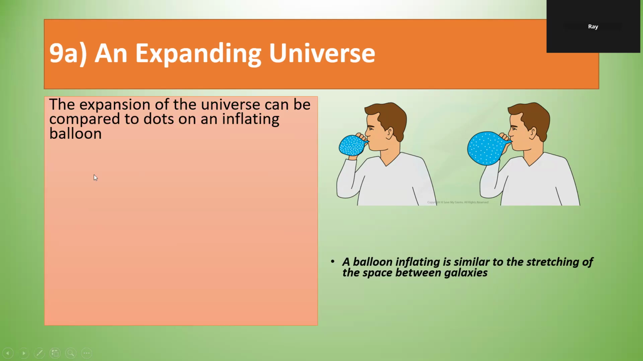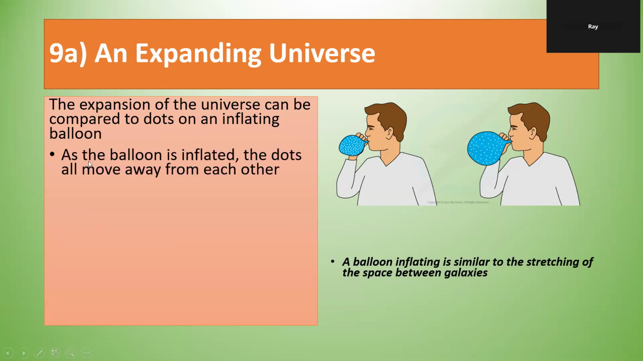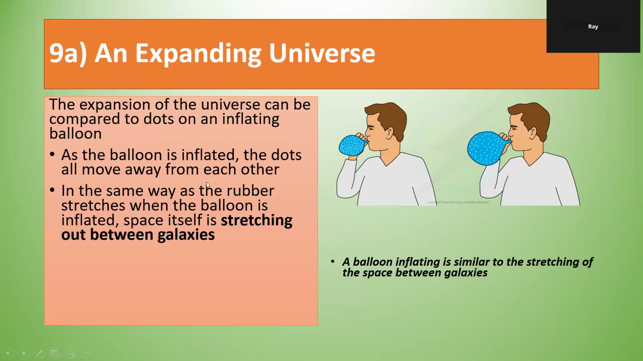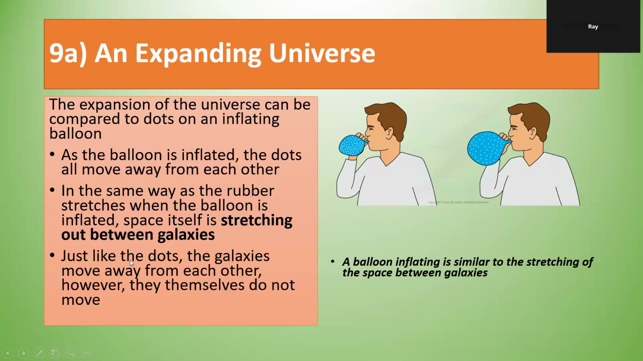Expansion of the universe can be compared to dots on an inflating balloon. As the balloon is inflated, the dots all move away from each other. In the same way as the rubber stretches when the balloon is inflated, space itself is stretching out between galaxies. Just like the dots, the galaxies move away from each other. However, they themselves do not move. Right? It's not the galaxy that moves, it's the space that's expanding.